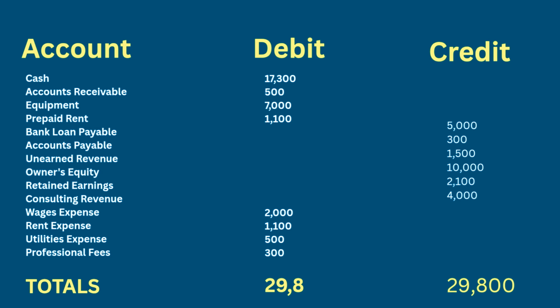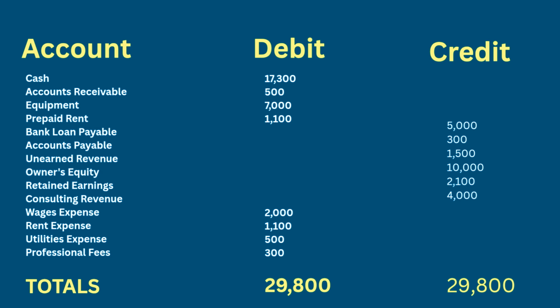As you can see on the screen, every account has been listed with its final balance in either the debit side or the credit side. When we total everything up, the debits equal $29,800 and the credits also equal $29,800. That's exactly what we want to see.